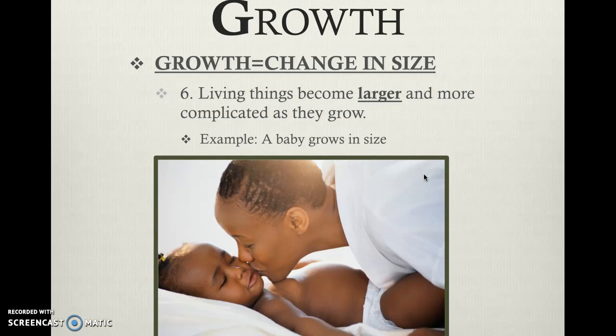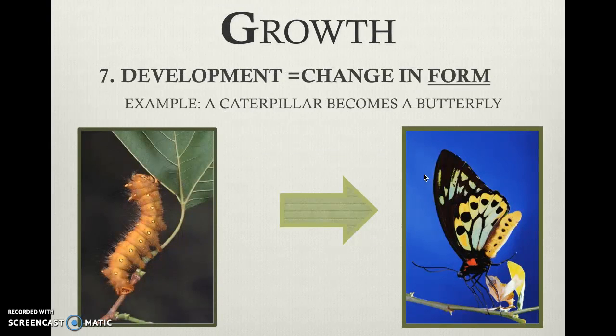Going on to growth here, number 6. Growth, we would say, is a change in size. Living things become larger and more complicated as they grow. A good example is a baby that grows in size. With growth, we also look at development. Development, we would define as a change in form. An example would be a caterpillar becoming a butterfly.